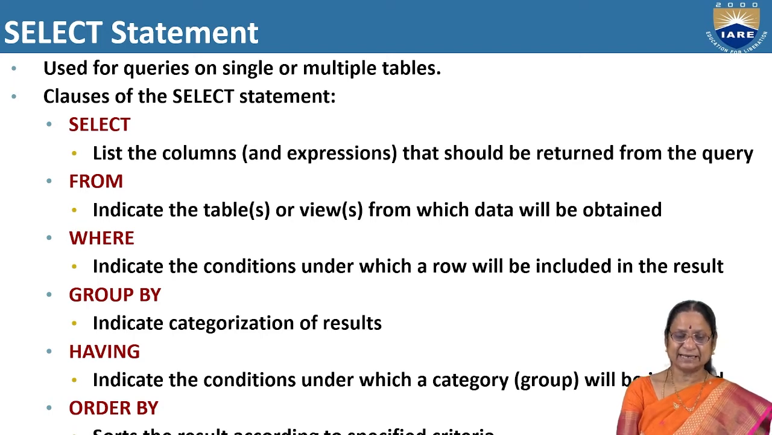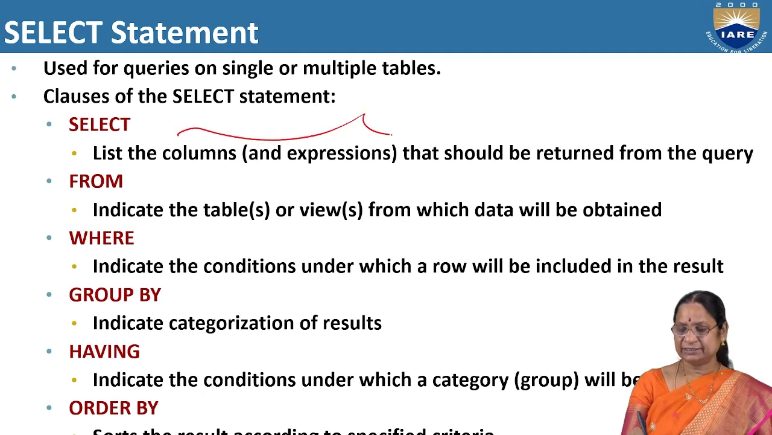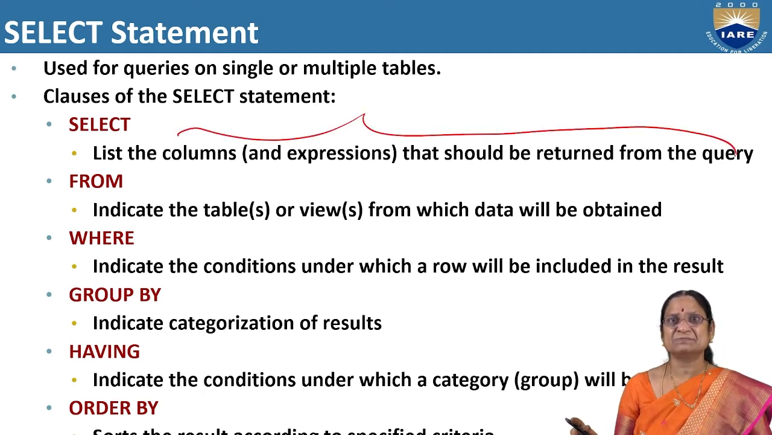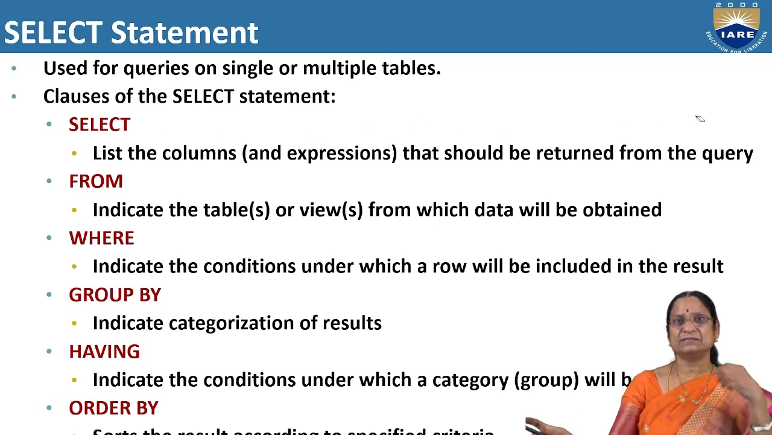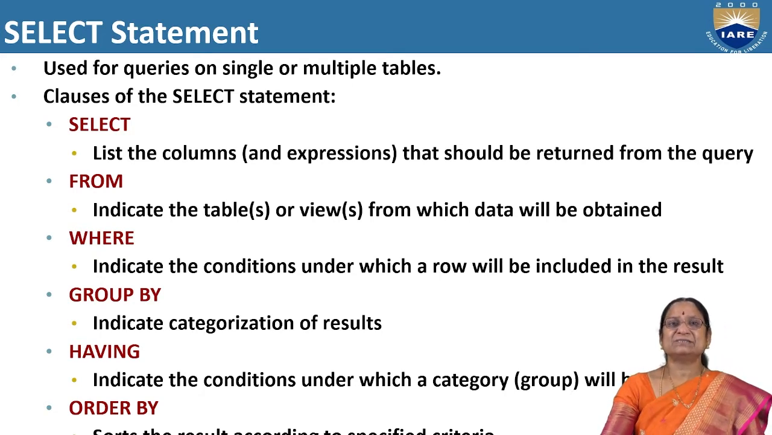In the select clause, the first one, we have to give the list of columns or expressions, with alias names if necessary, which must be returned as a result of the query. That means, in the output, the data we need to get must be specified in the select clause: the list of columns, expressions or results which we would like to take as output of the query.